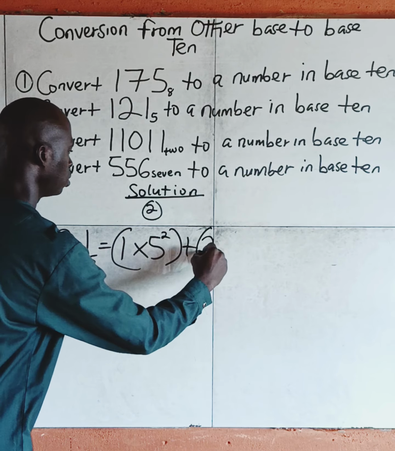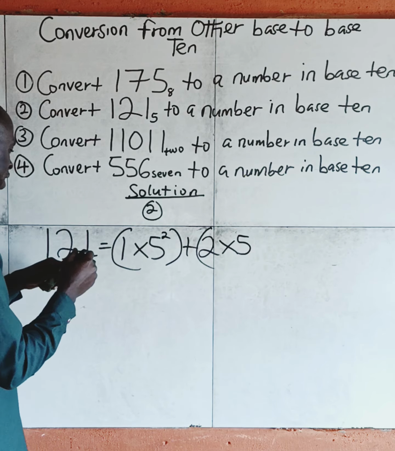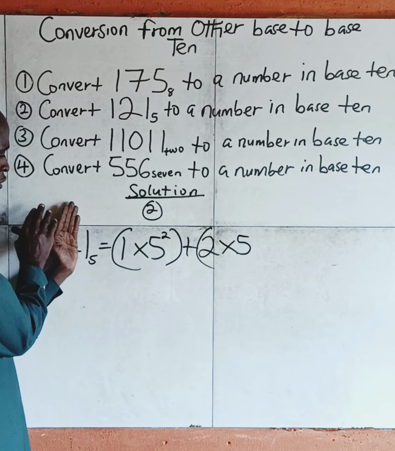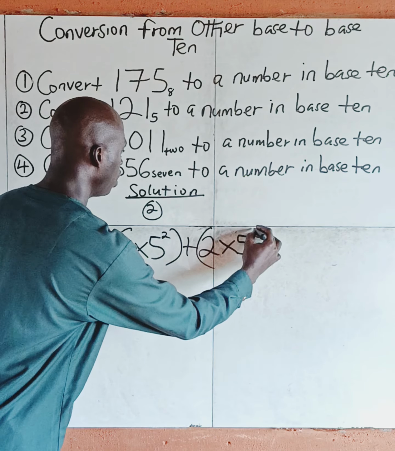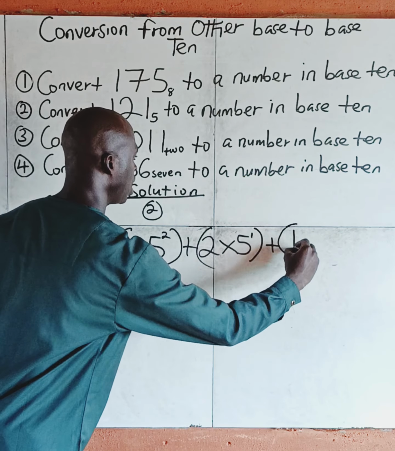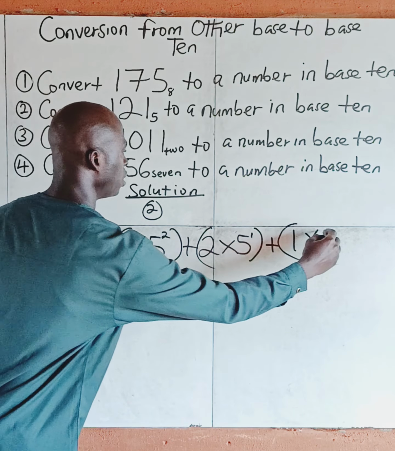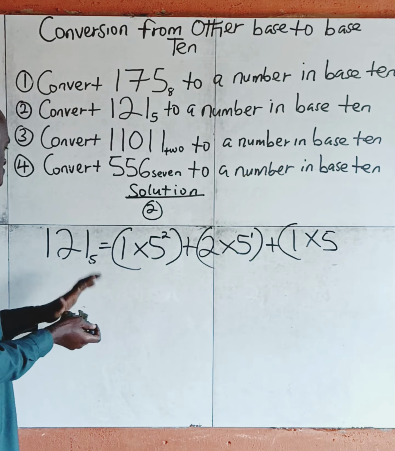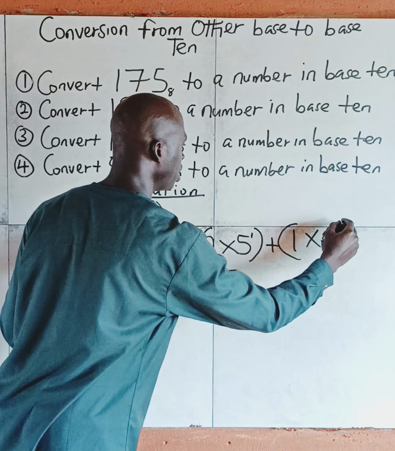plus our next digit is 2, multiplied by what is our base? Our base is 5. Now, if I close this 2, how many digits do you see left? 1. Raised to the power of 1, plus what is our last digit we're having here? This is 1 multiplied by our base, which is 5. Now, if I close this 1, I have no other digit left, which is 0. So you place 0 right here and close it up.